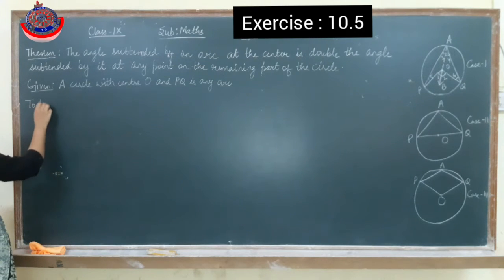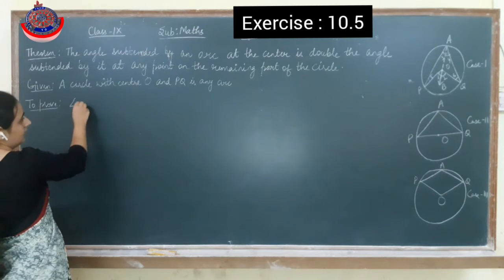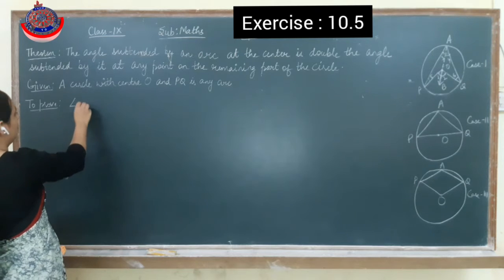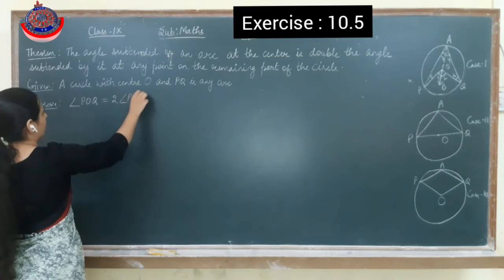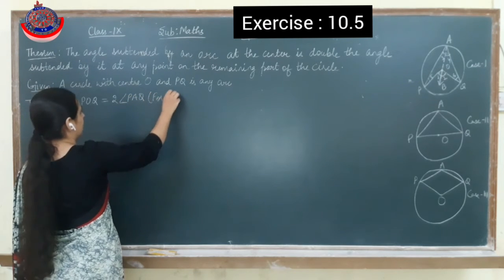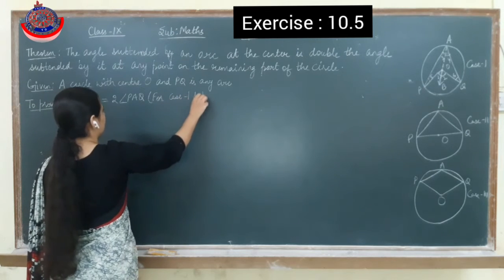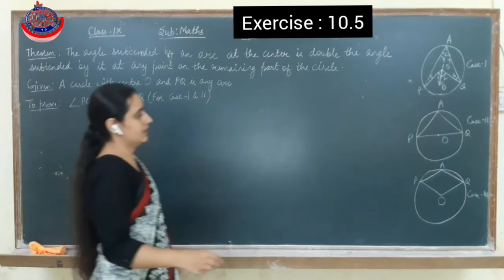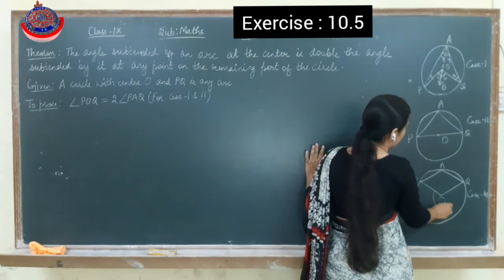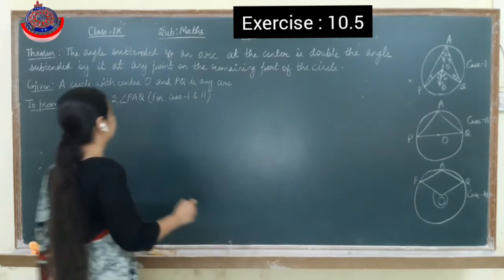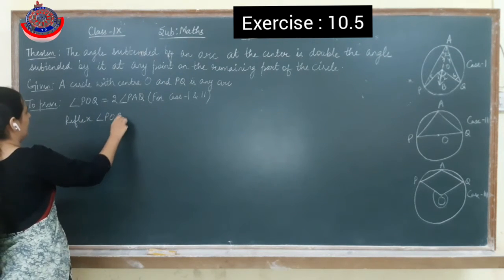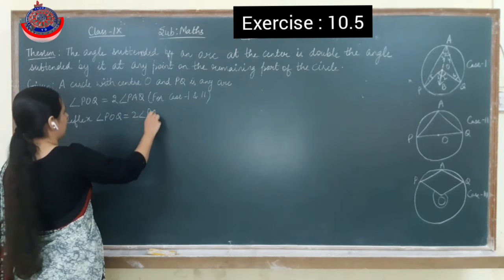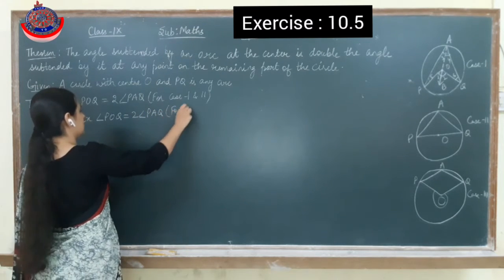What do we have to prove? Angle POQ is equal to twice of angle PAQ. This is for case 1 and 2, and in the third case this angle will become the reflex angle. So we will write reflex angle POQ will be double of angle PAQ. This is for case 3.